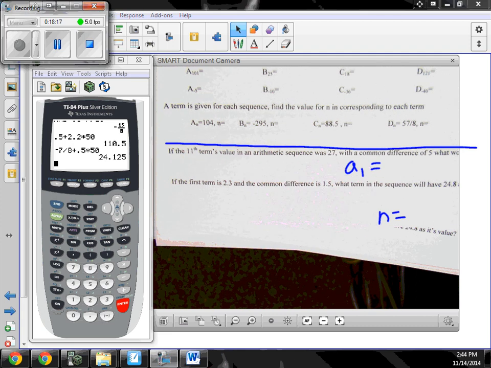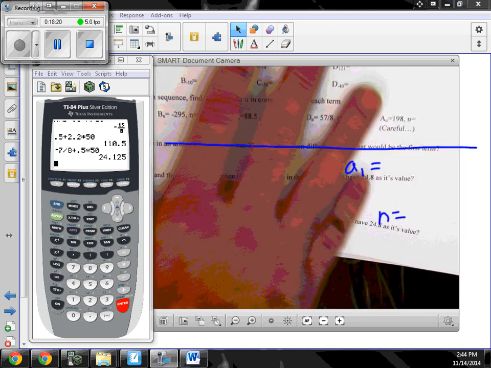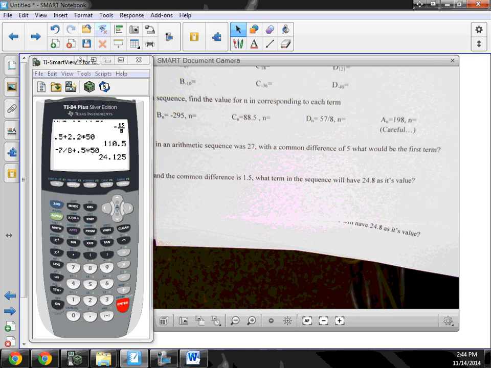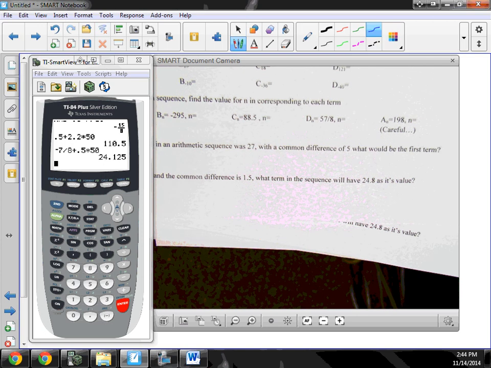Let's talk about a couple of these. How about a sub n equals 198? What did you get? 66.3 repeating, right? Is that the answer? What is the answer?